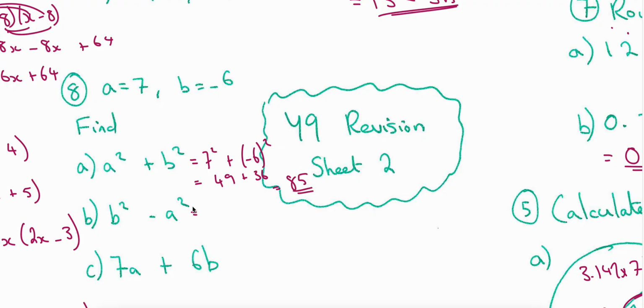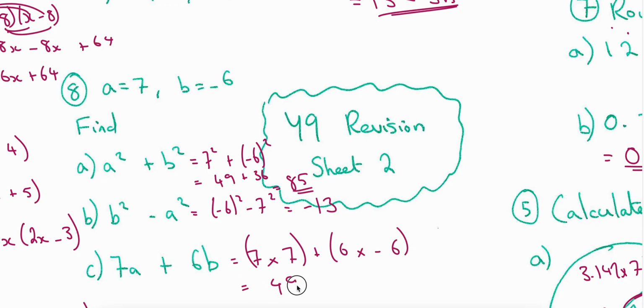Next up, b squared take away a squared. So it's going to be negative 6 squared take away 7 squared, which is going to be 36 minus 49. Remember, again, a negative number squared is always positive, so it's going to be negative 13. And the last one, we will do 7 multiplied by 7 plus 6 multiplied by negative 6, which again is going to be 49 take away 36, so it's going to be equal to 13.